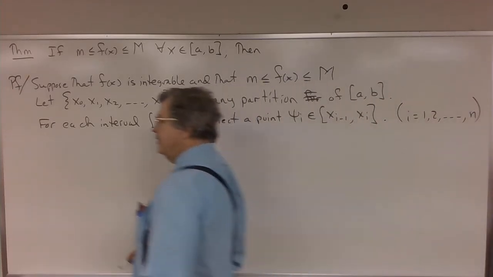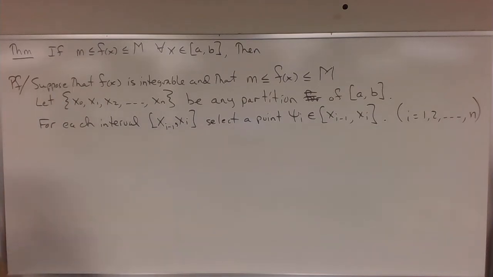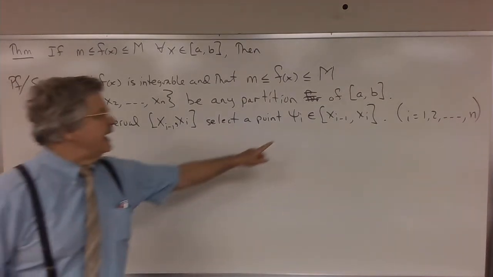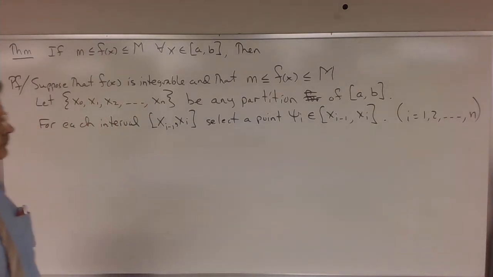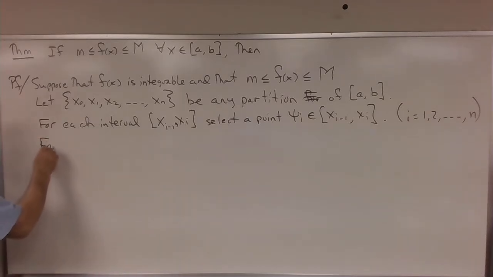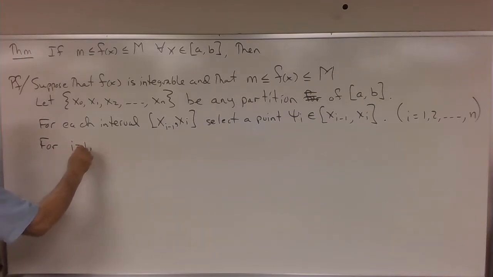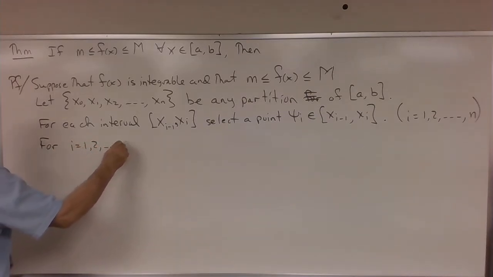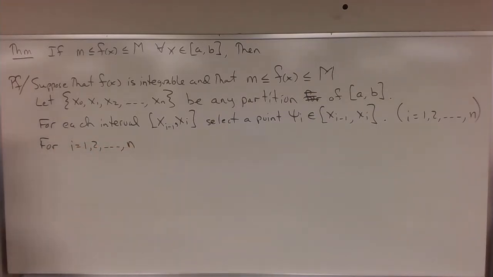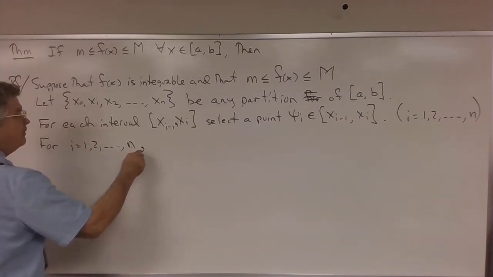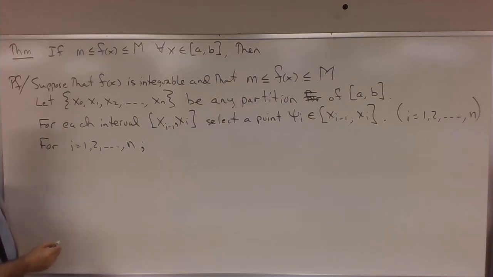So in each interval, we select a point at random, call it psi sub I. And what are we going to do? Clearly, we're going to construct a Riemann sum. But before we do, we'll make this observation.